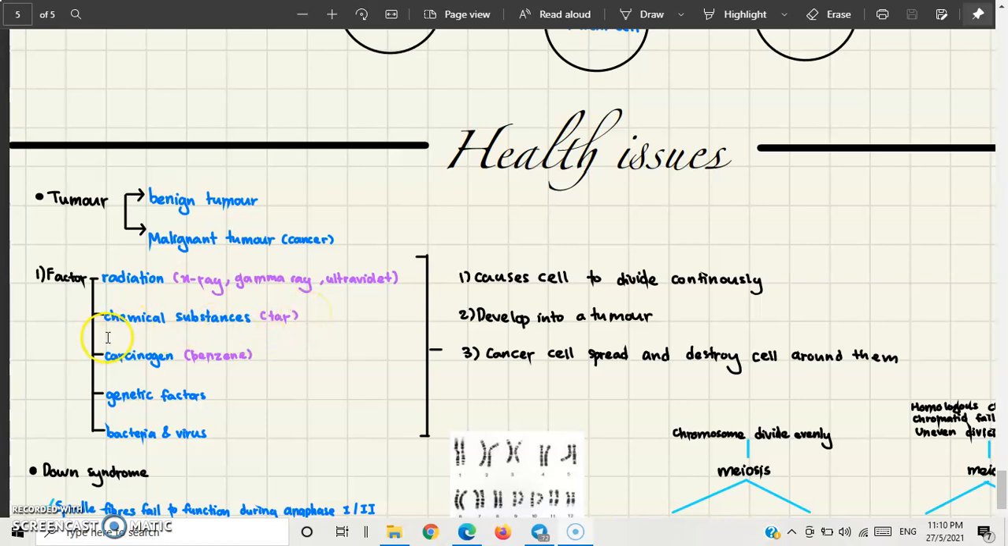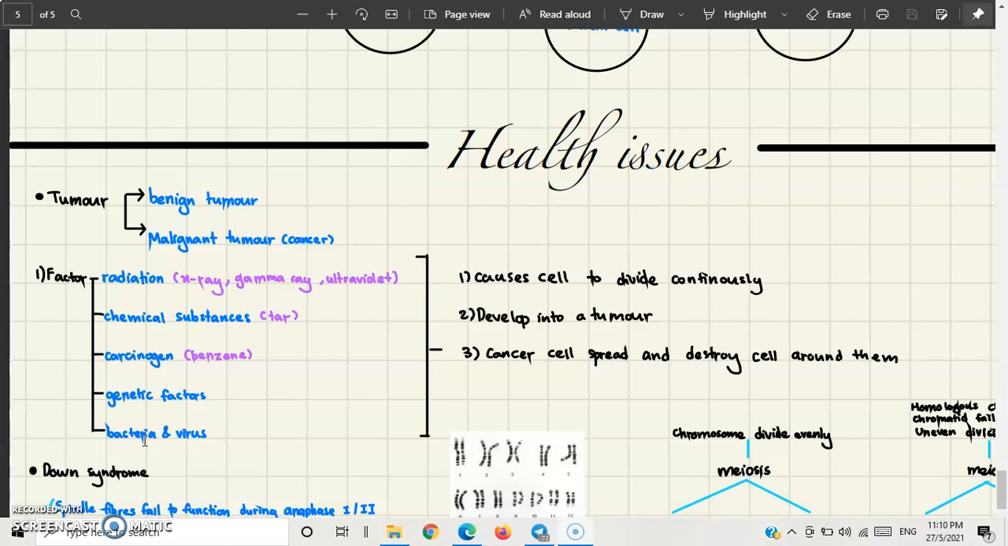Okay, next, the third factor is carcinogen. Carcinogen refers to the agent that causes cancer. Examples of carcinogens are benzene and also formaldehyde. Formaldehyde is a chemical substance. Okay, next, the other factor is genetic factors. Maybe because of the genetic, and then sometimes because of the bacteria and also the virus.